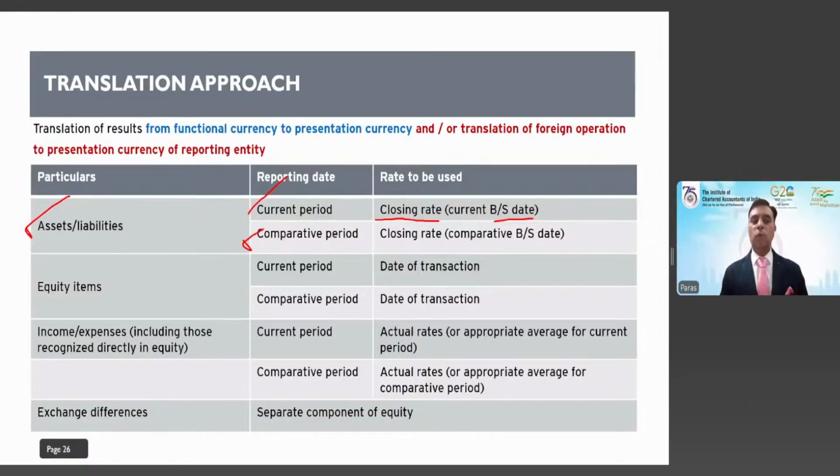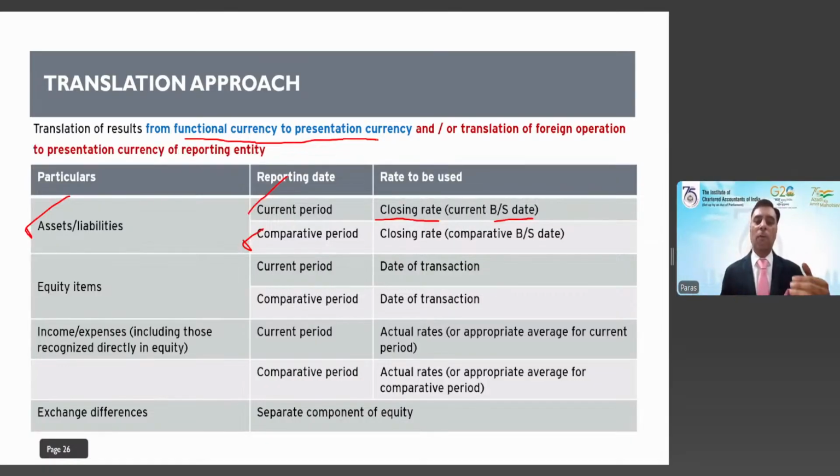What they generally do, they do not reinstate the non-monetary items because they have read that non-monetary items are not required to be reinstated. But let me clarify here. You are translating your functional currency to presentation currency. You have already prepared your balance sheet in functional currency, and now you are going to translate this balance sheet into presentation currency.